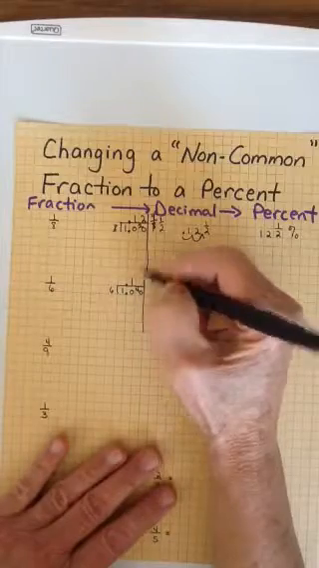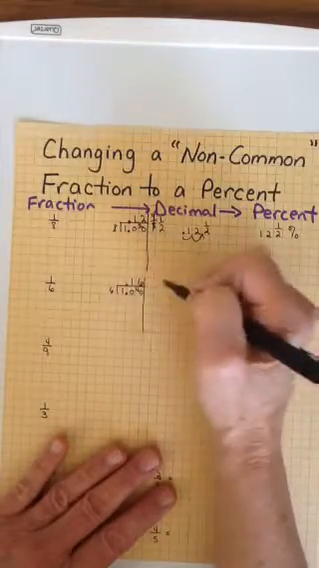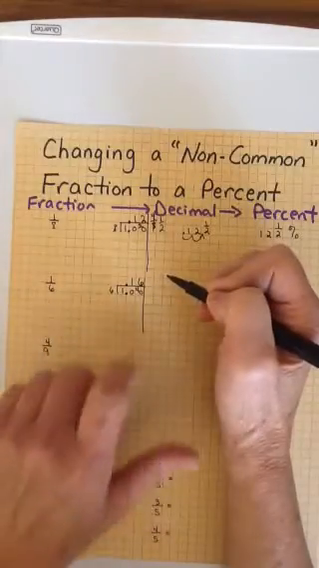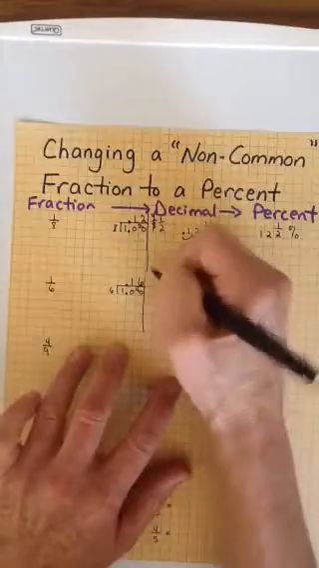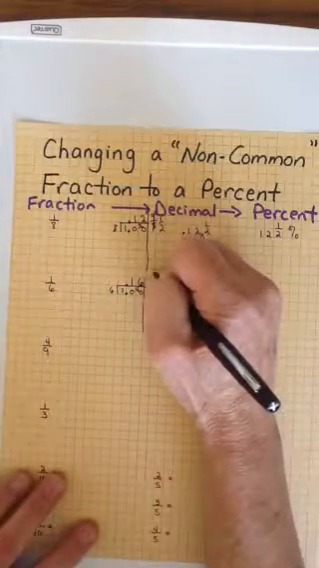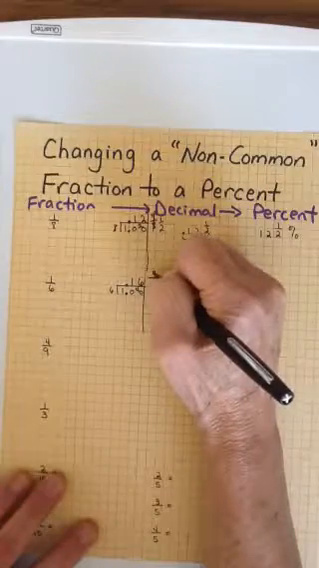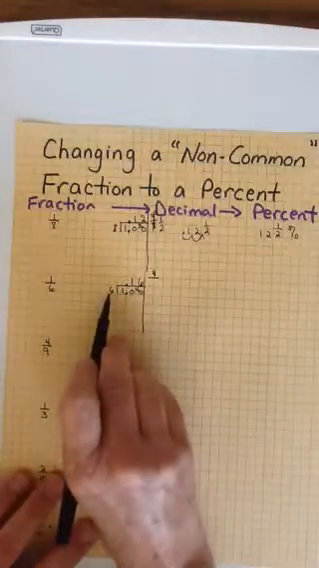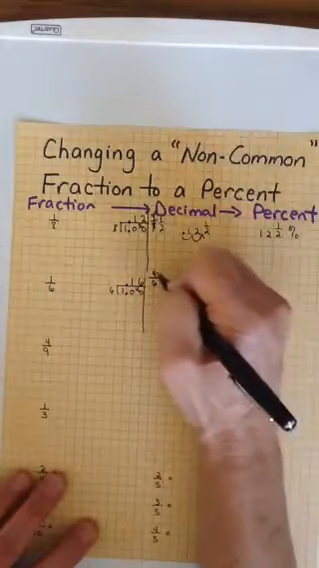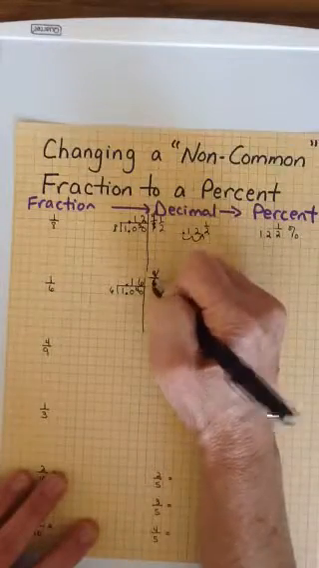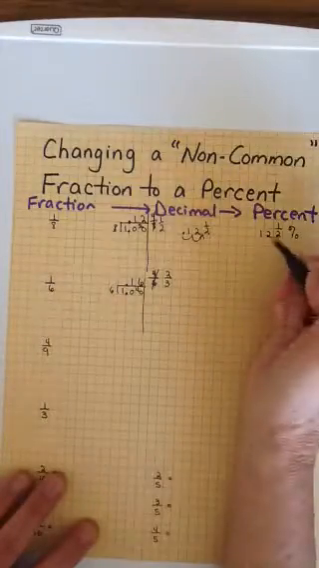6 divides into 40 6 times. 6 times 6 is 36. 36, 37, 38, 39, 40. And I get a remainder of 4. So I'm going to express the remainder as the numerator of a fraction. My outside number is the denominator of the fraction. This fraction is reducible, so I'm going to reduce it to 2/3.